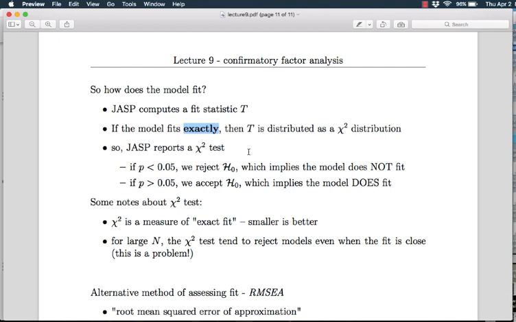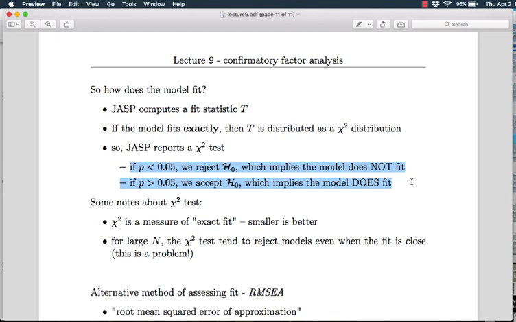And here's the way it works. It's a little different than most hypothesis tests that you might be used to. If p is less than 0.05, so if your data are pretty rare under this null, then that actually implies that the model does not fit, because you're rejecting the hypothesis that the model fits exactly. So really, in this case, p less than 0.05 is a bad thing, because this says that you're way different than your supposition of a model that fits exactly. On the other hand, if p is bigger than 0.05, then we accept the null, which then implies that the model does fit. So I want to highlight both of these and point this out.